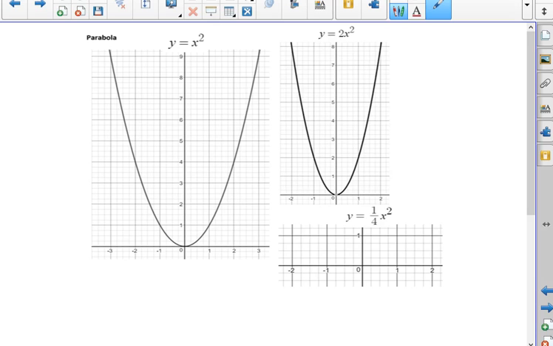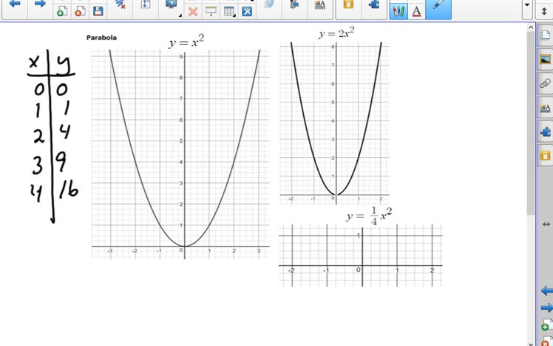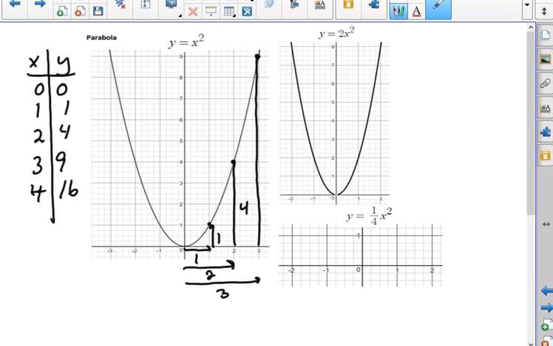Now, if I were to make a little t-chart for this, I'd get 0, 0, 1, 1, 2, 4, 3, 9, 4, 16, and so forth, because y is the square of x. So this makes an interesting pattern when you graph it, because this tells me if I start at the vertex and go sideways 1 unit, I'm also going to go up 1 unit. So 1, 1. But if I go sideways 2 units, then I'm going to go up 4 units. And if I go sideways 3 units, I'm going to go up 9 units.